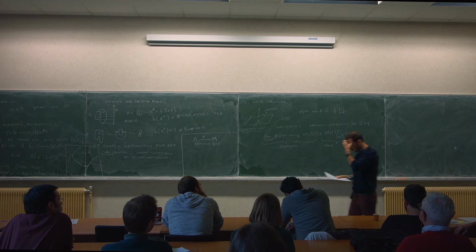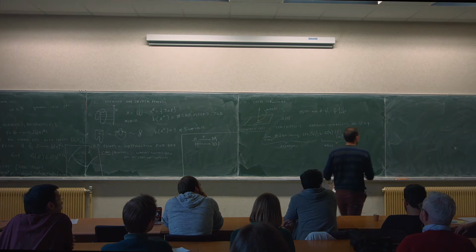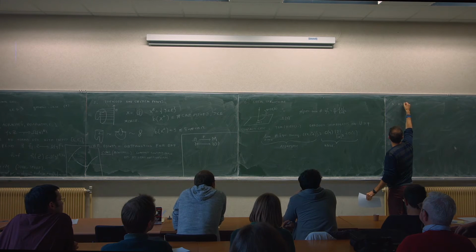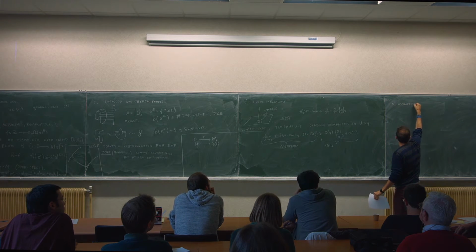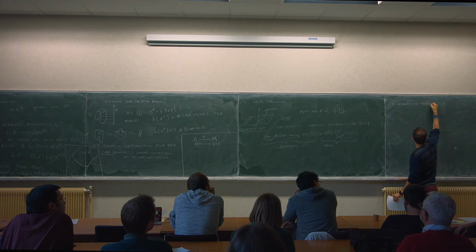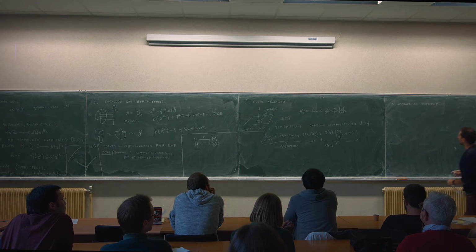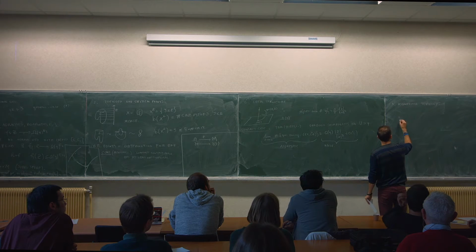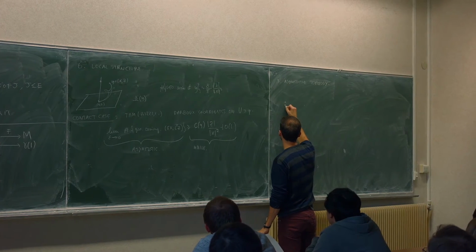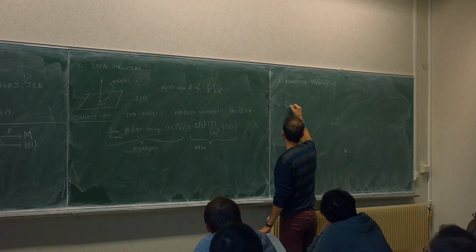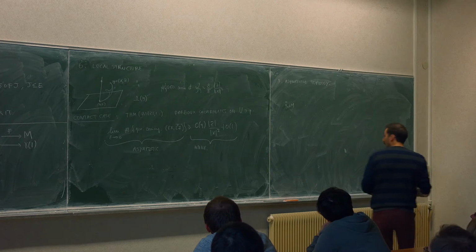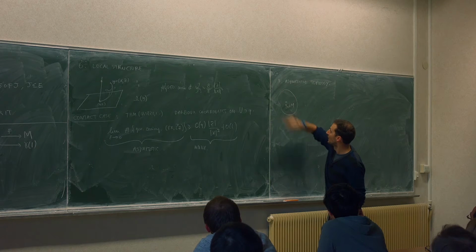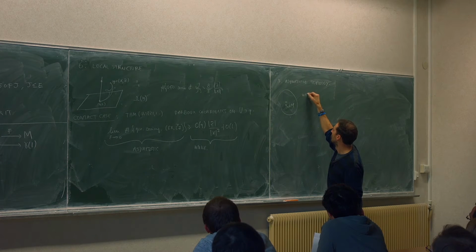Okay, so now I need a piece of notation. So we have our sub-Riemannian manifold, and we fix a point Y0 in M. And we pick a neighborhood of this point with privileged coordinates.